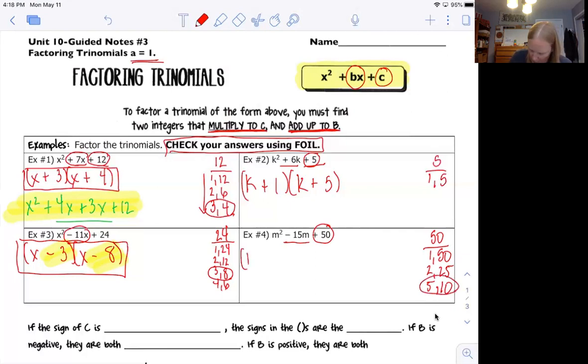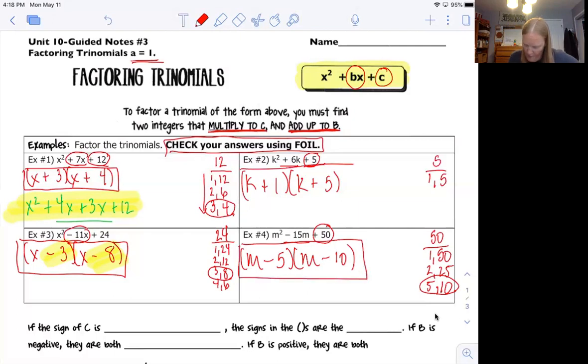And I'm going to set it up with my M and my M, and my 5 and my 10. They both need to be negative since my B is negative, so I get a negative 5 and a negative 10. Now let's check. A negative 5 plus a negative 10 does make a negative 15, and a negative 5 times a negative 10 does make a positive 50. So that's my answer. Okay, forgot to box that one.